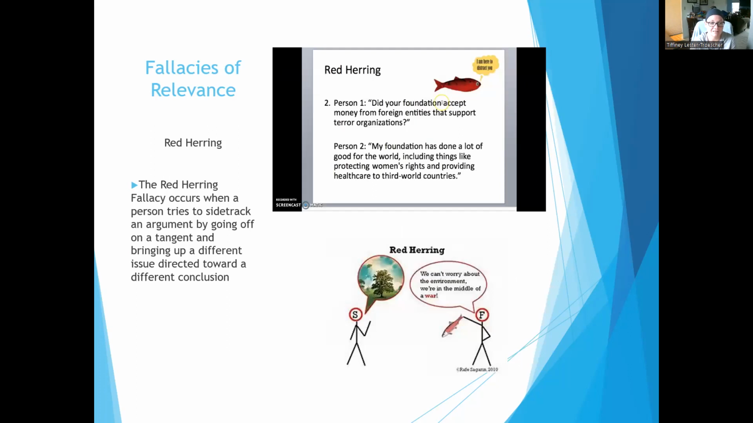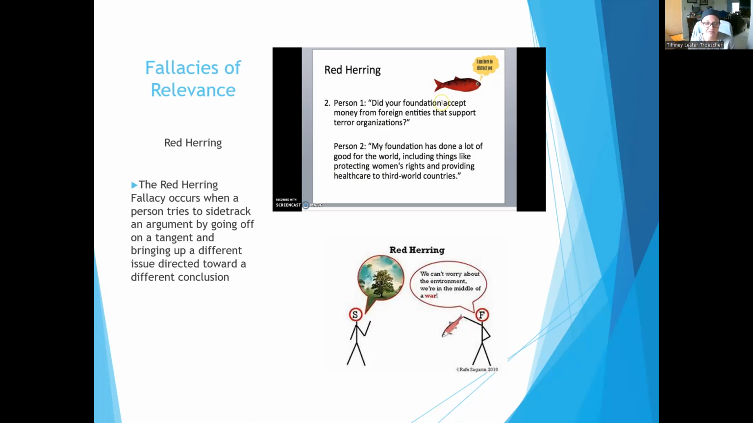The red herring, this is a distraction, right? So red herring occurs when a person tries to sidetrack an argument by going off on a tangent and bringing up a different issue. Totally unrelated, right? So we have person one: Did your foundation accept money from foreign entities that support terror organizations? Very specific question, right? Person two says, my foundation has done a lot of good for the world, including things like protecting women's rights and providing healthcare to third world countries. Completely sidetracked that question.